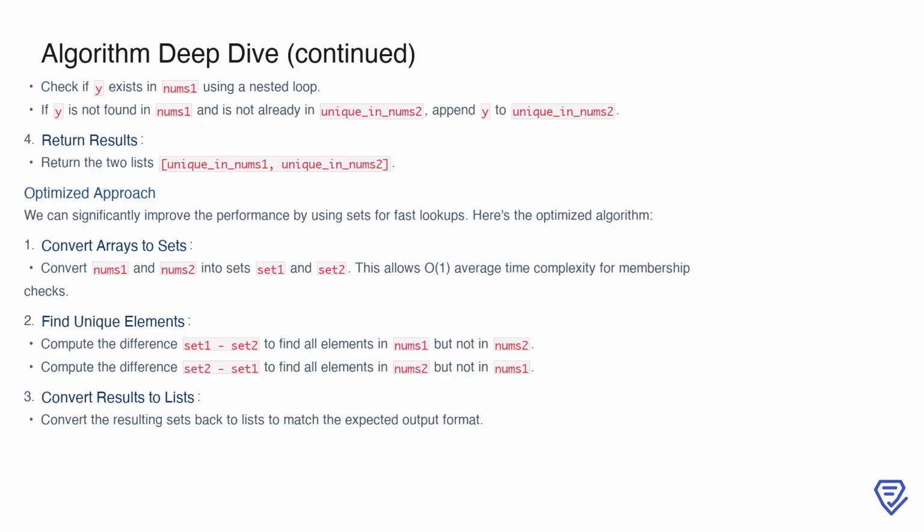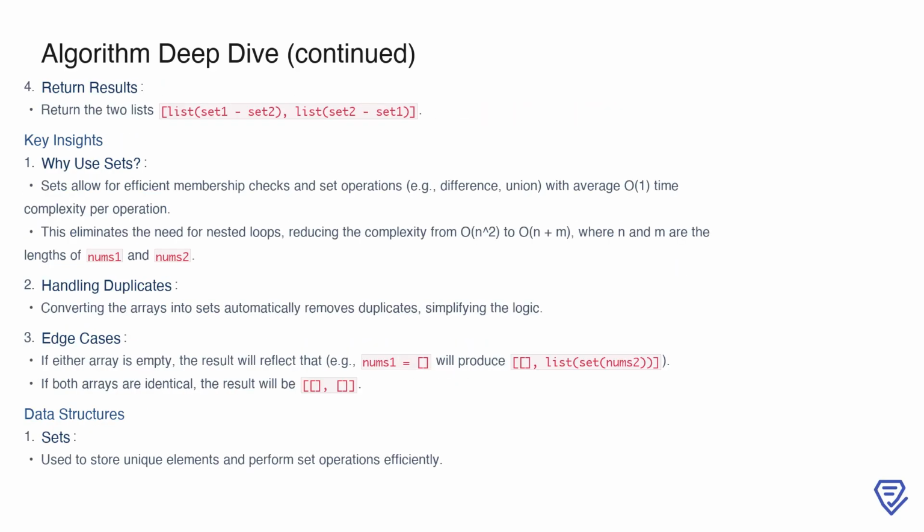These operations are highly efficient, with an average time complexity of O(1) for each membership check. Finally, we convert the resulting sets back into lists to match the problem's required output format and return them. Once the differences between the sets are computed, the final step is to return the results as two lists: list(set1 - set2), list(set2 - set1). This optimized approach provides several key insights. First, using sets is advantageous because their average time complexity for membership checks is O(1), and set operations like difference are highly efficient.